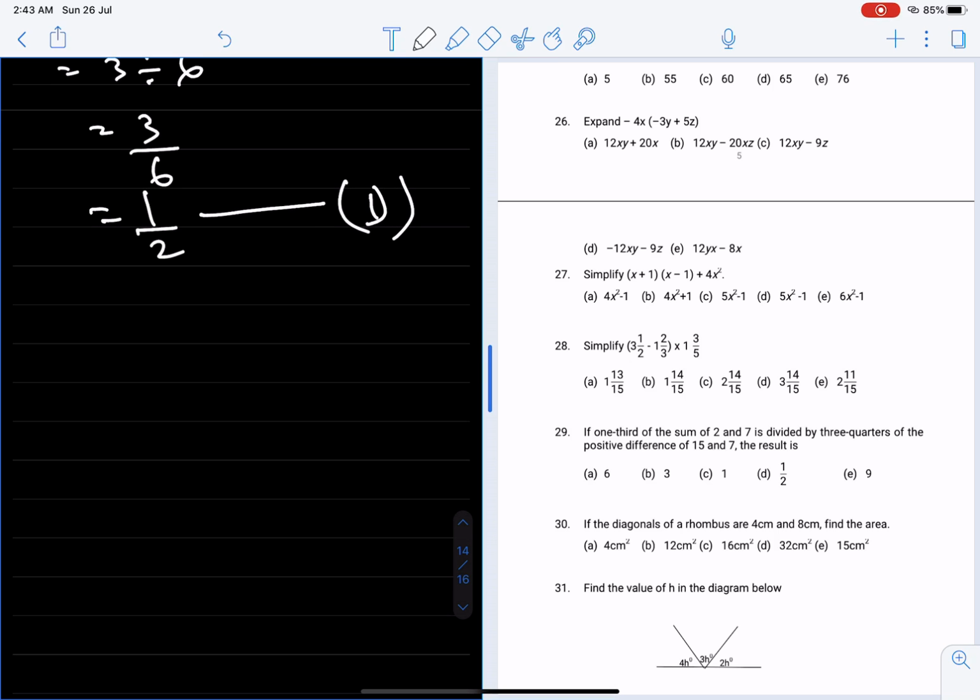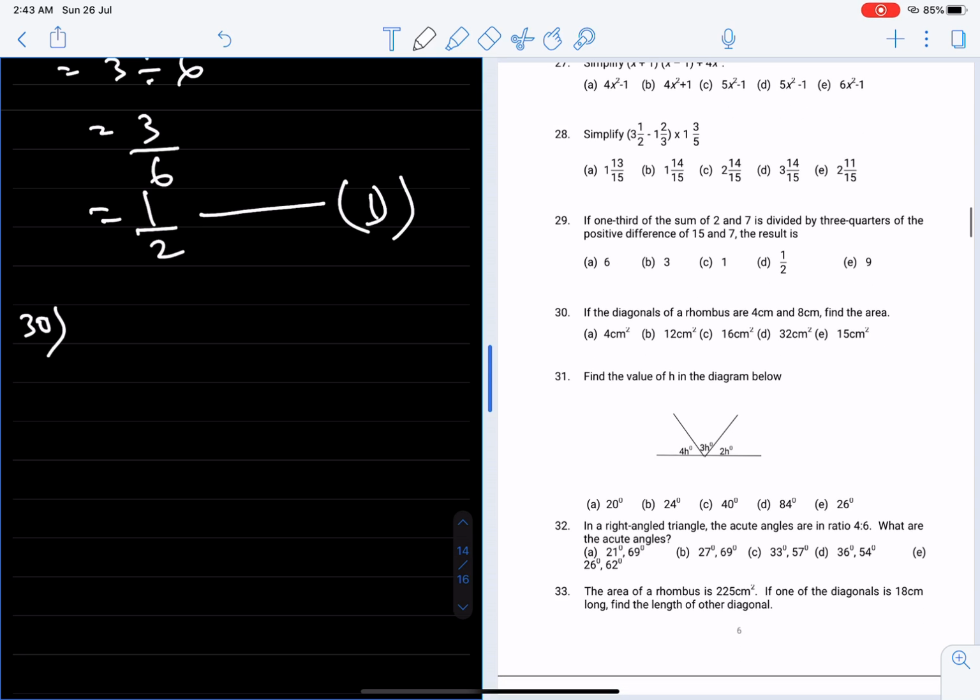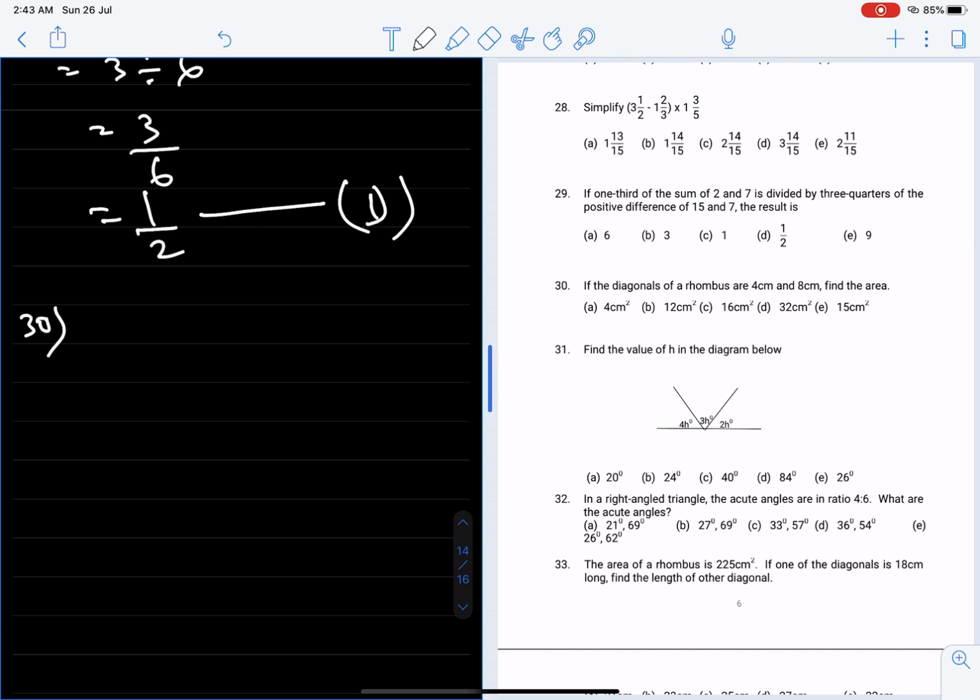Down to the next question, number 30, which says, if the diagonals of a rhombus are 4 centimeters and 8 centimeters, find the area of the rhombus. What's the formula for the area of the rhombus?